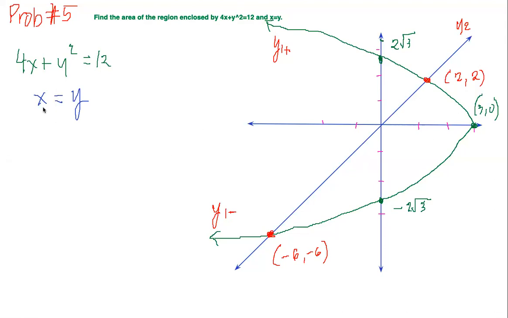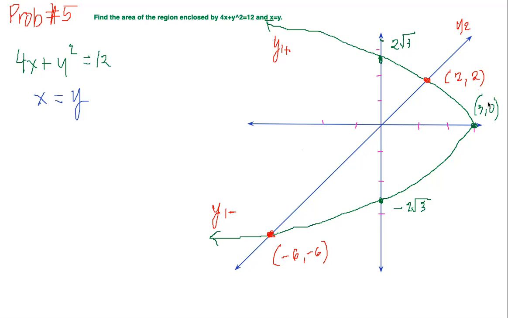And the graph of x is equal to y is a line that rises from left to right, and it passes through the origin. Also, we need to identify the points that we will be using later. These are the points of intersection of these two graphs. The first intersection is at (-6, -6) and the other is at (2, 2). And the vertex of the parabola is (3, 0).